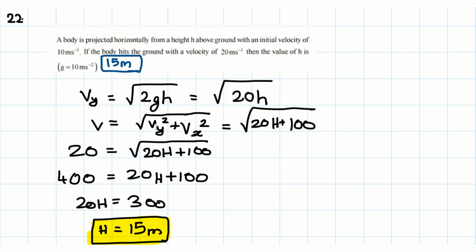Now vy square plus vx square is 20h plus 100, and the value of v is given as 20 in the question. When we square on both sides, we get 400 equal to 20h plus 100, and when we simplify that, we get h equal to 15 meters.